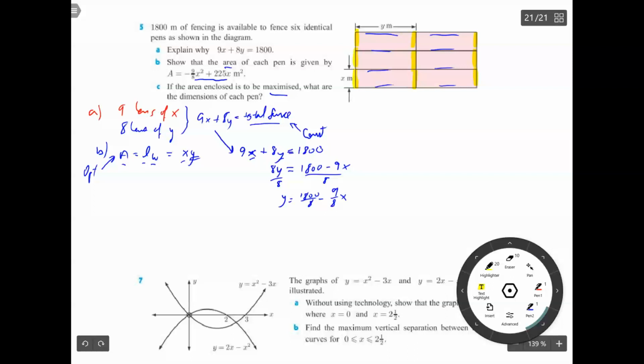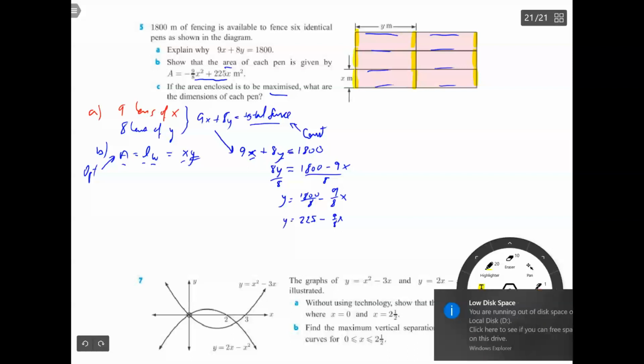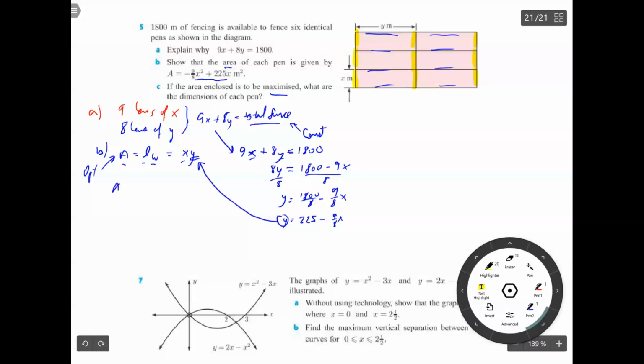1800 divided by 8 is equal to 225. You can do that with your offline calculator. So y = 225 minus 9/8 x. Okay, and then I'm going to take this expression for y and substitute it into A equals xy so that we don't have any more y's in the equation.